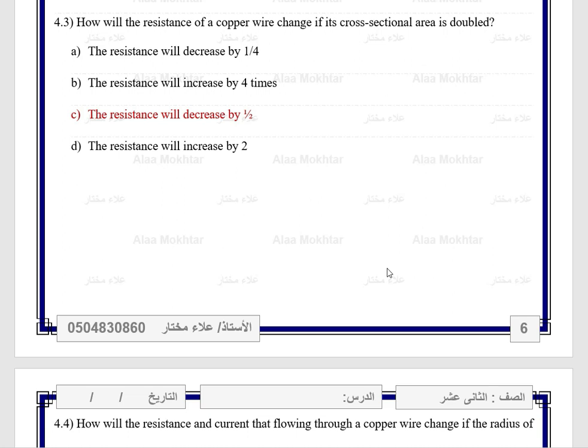Question 4.3. How will the resistance of a copper wire change if its cross-sectional area is doubled? What do I mean by cross-sectional area is doubled? It means A2 equals 2A1. He asked about R2. The same equation, R equals rho L over A. Rho and L are constant, so R is inversely proportional to area. If the area increases, the resistance will decrease. The area is doubled, so R2 equals 1 over 2 R1, so the resistance will decrease by half. 4.4.